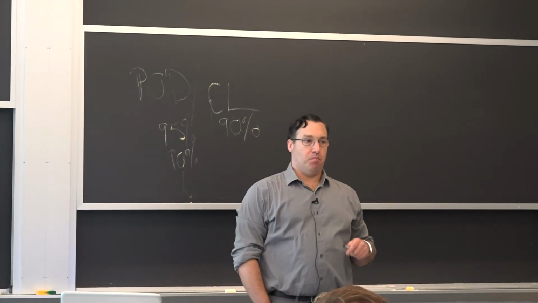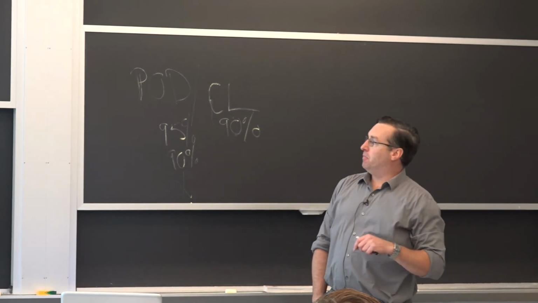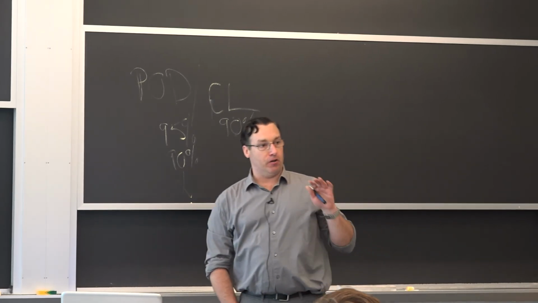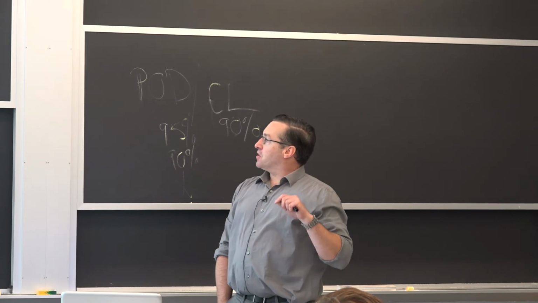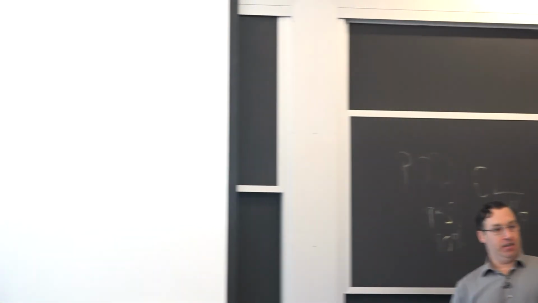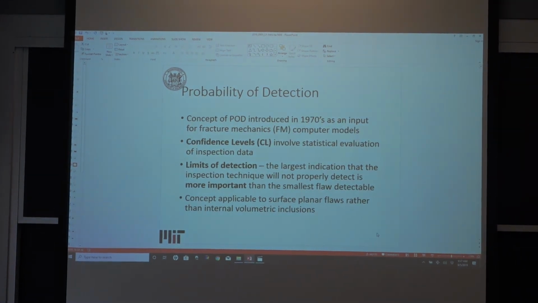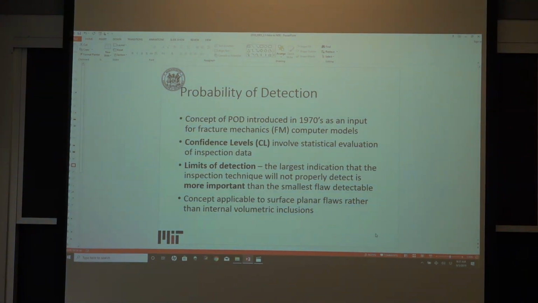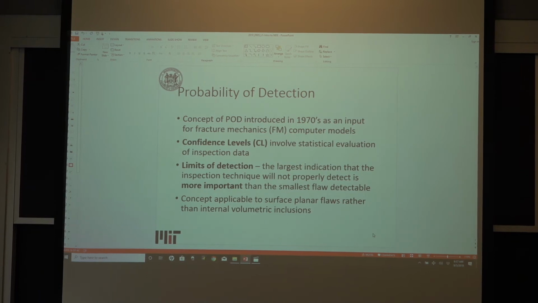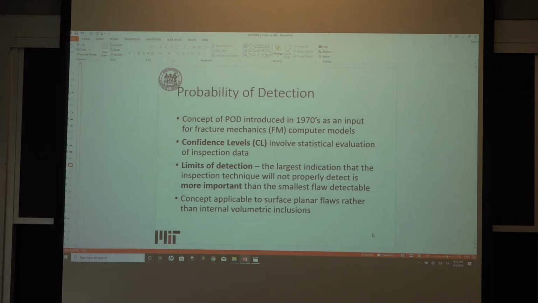The thing that is important to understand with probability of detection is that it's somewhat counterintuitive. It is not the smallest flaw that you can detect. That's not the critical parameter. The critical parameter is the largest flaw that you can miss. So the misdetection is more important than how small of a flaw you can see. So it's a trade-off between can you detect it or how reliably can you detect it.